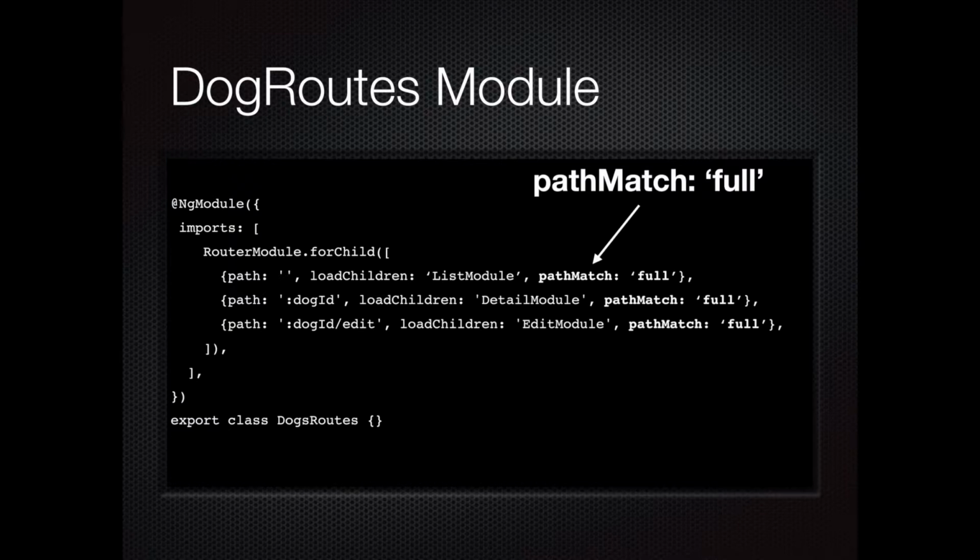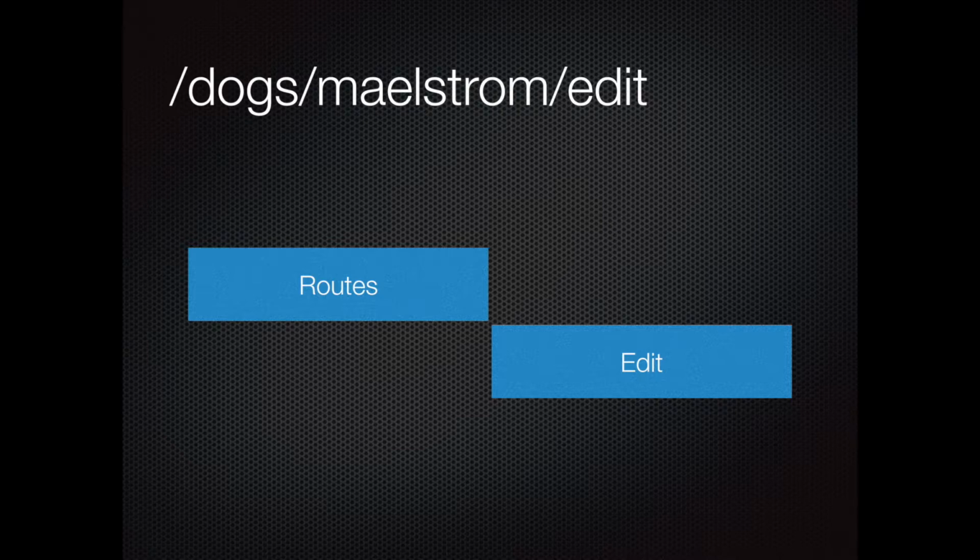So the problem before is that by default, Angular uses a prefix path match. So since I had this deep path, it was also loading the things above it. The way that we fix this is by switching path match to full. Once that happens, it requires the entire URL, and so we only get that edit.